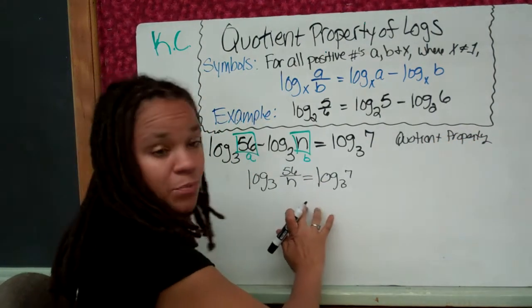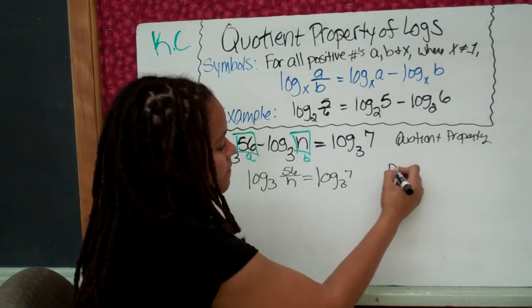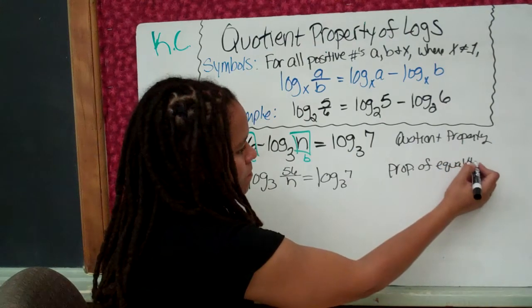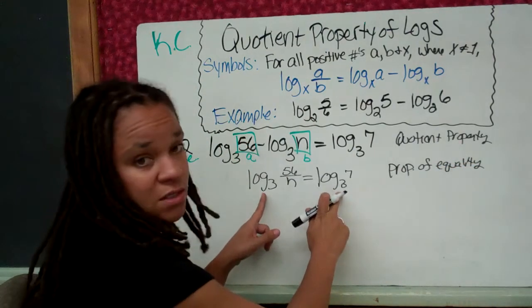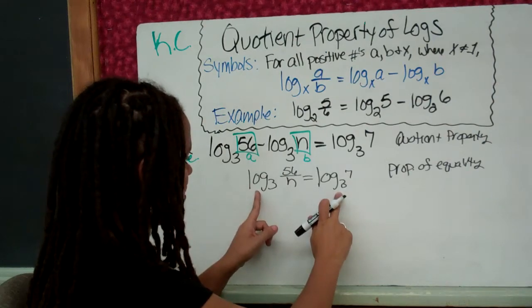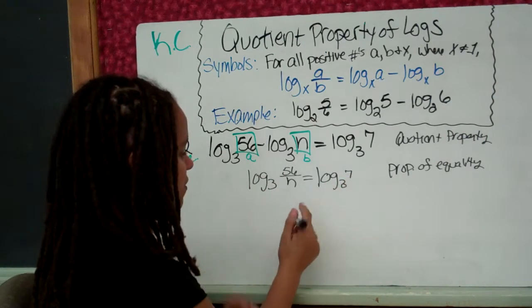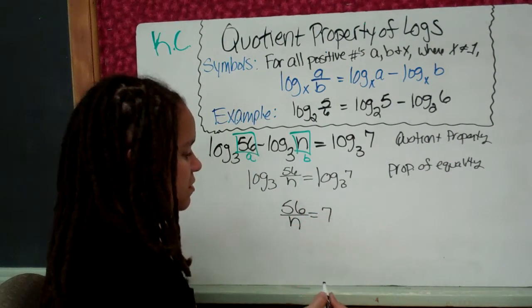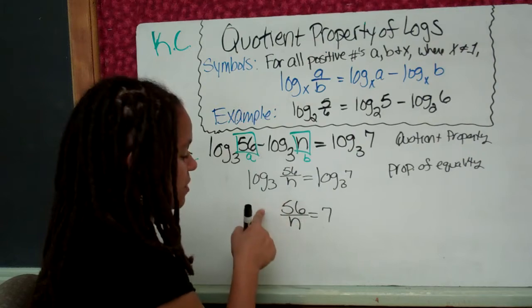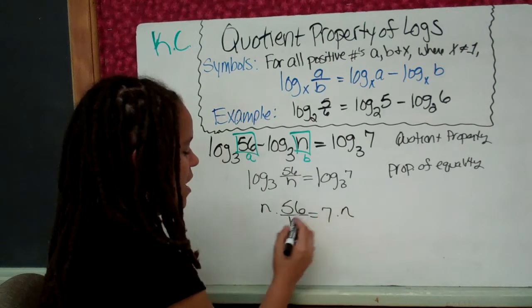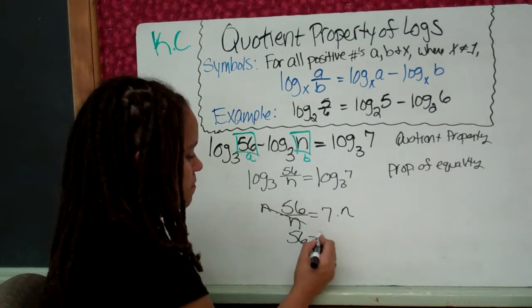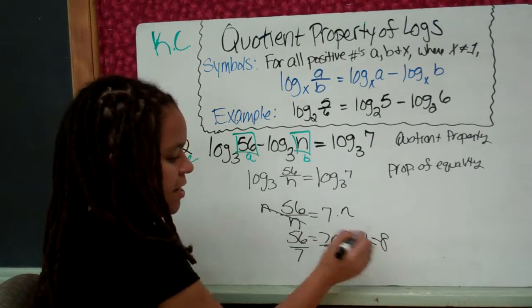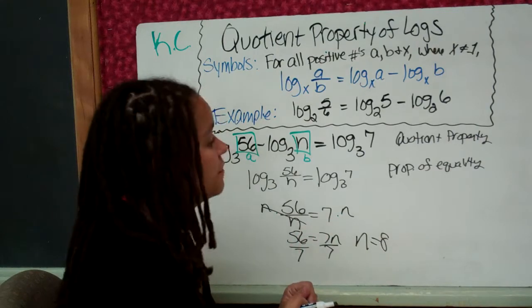Now what we have is the property of equality, because I have two logs with the same base, log base 3. That means these have to be equal to each other: 56 over n must equal 7. So if we solve that, multiply both sides by n, and then divide by 7, n is going to be equal to 8. And you can check that one on your own and see if it works.